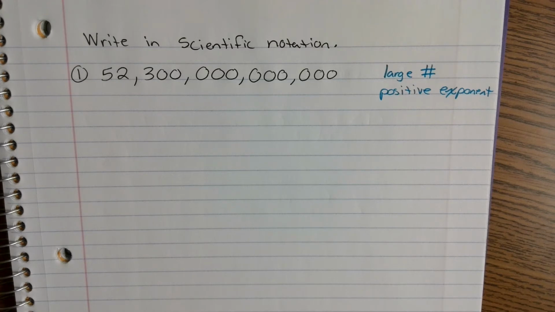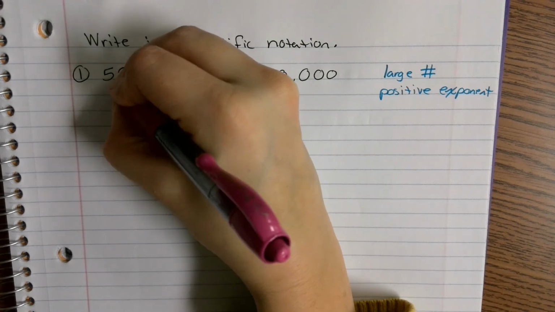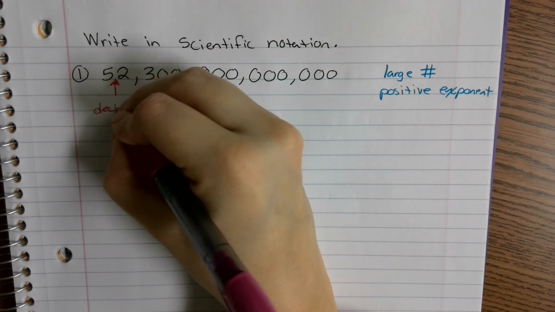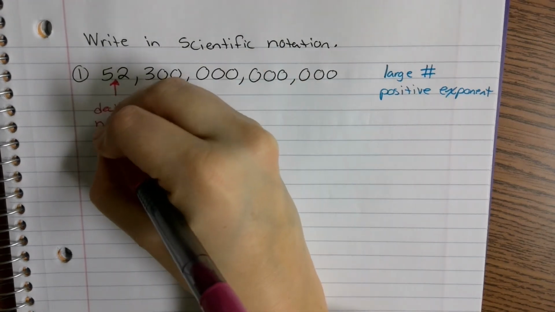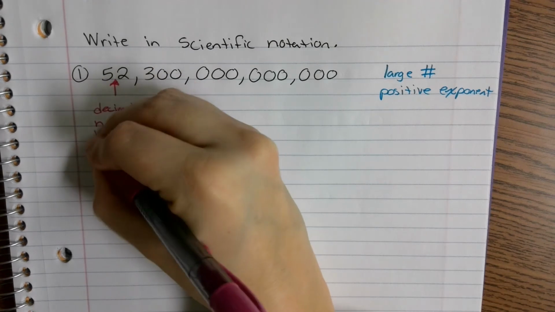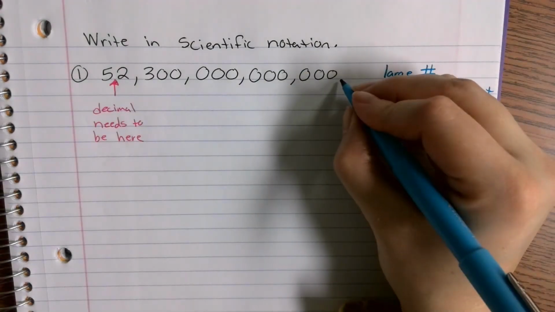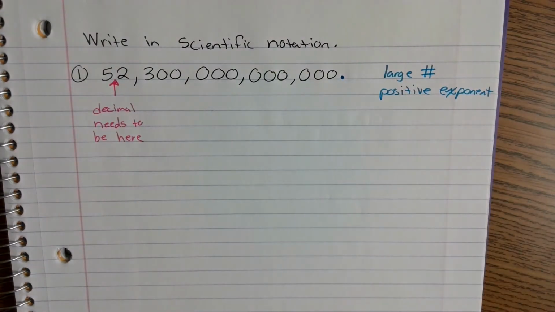If I wanted to create a number that's greater than or equal to 1, but less than 10, where am I going to place a decimal? Between the 5 and the 2. That's where I want to place it. This is where my decimal needs to go. Is it here yet? No. Where is it currently? At the very, very end, right? This is where it currently is, all the way at the end.